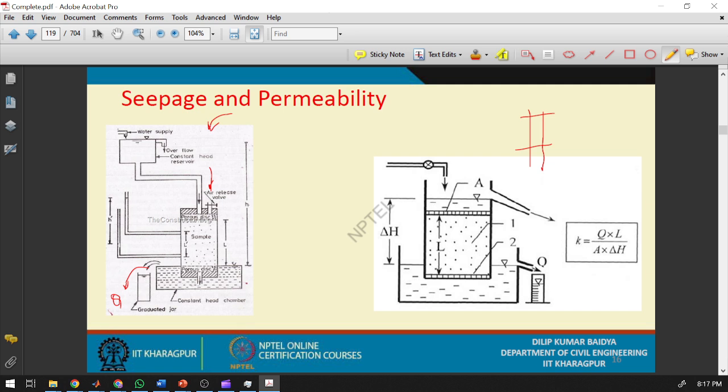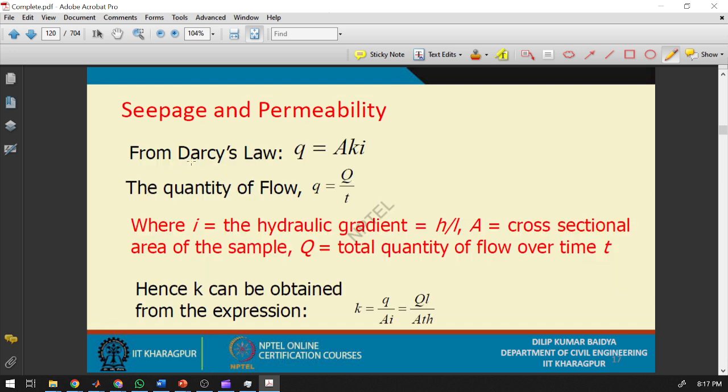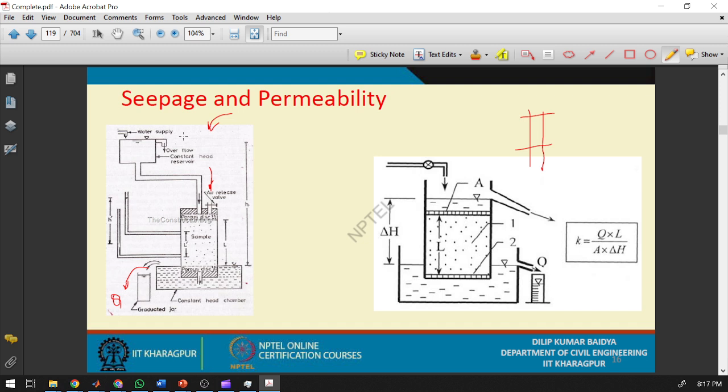We calculate the discharge, and based on that we make our calculations. And also we have to know the head.